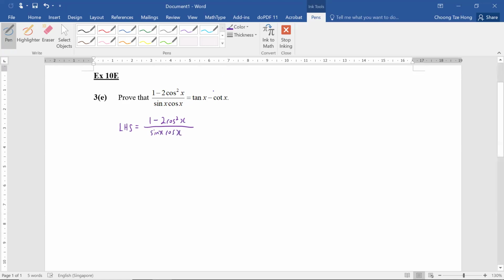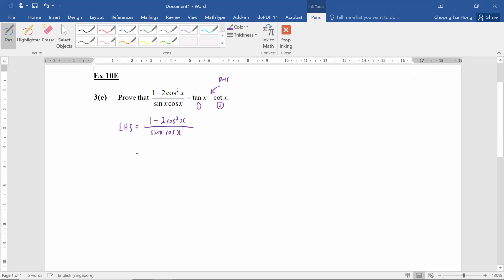One clue to think about when you do this kind of trigo proving question is to look at the right-hand side. What do we have? The right-hand side has two terms: one is tangent x and the other is minus cotangent x. So basically we want to split this left-hand side into two terms, and then hopefully each of the terms can simplify to tangent x and cotangent x.